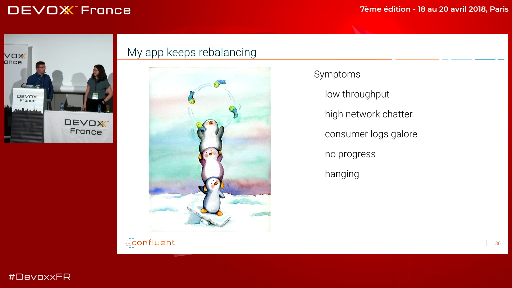The last topic I'm going to touch on is the concept of rebalancing. Applications like the Kafka application will sometimes get into a state where they start rebalancing forever. The symptoms you'll notice are that the app is doing a lot of things, there's a lot of network chatter, lots of logs, but it's not actually making any progress, or is just hanging there. So how do we identify that?